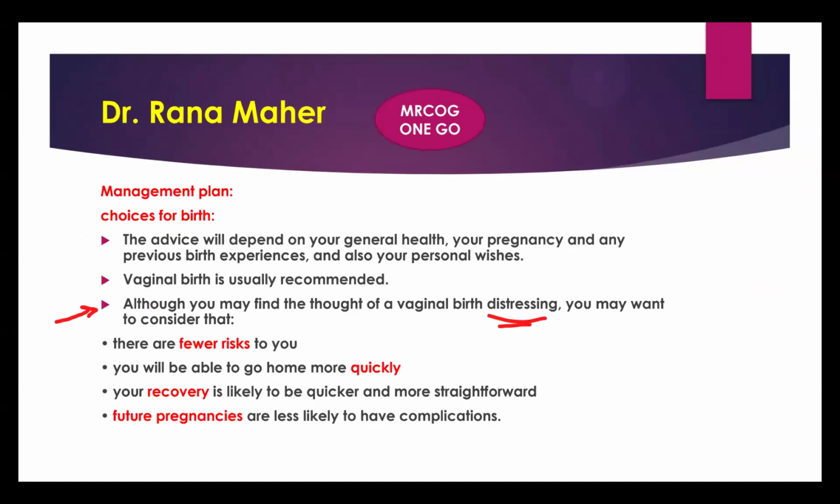But please just remind the patient to think about the fewer risks she will have. She will go home quickly. The recovery will be quicker and more straightforward. Future pregnancies are less likely to have complications, and also in future pregnancies, the risk of having another cesarean section will be less. So vaginal birth is usually recommended.